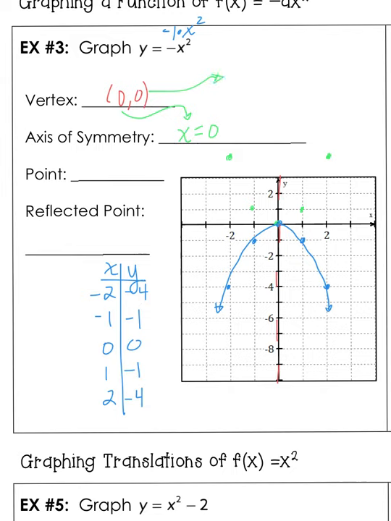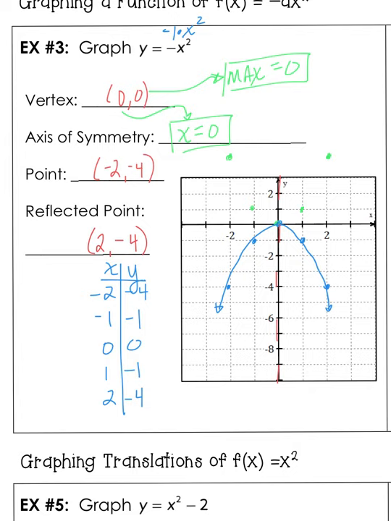And then this is going to give me, because I have it opening down, this vertex is at the top, so it's a maximum. And notice that the maximum y value is 0, and that happens to be the y value of the vertex. So then you can choose any point you want to. So I'm going to choose this point right here, (-2, -4). And its reflected point is directly across the y-axis to here, (2, -4).